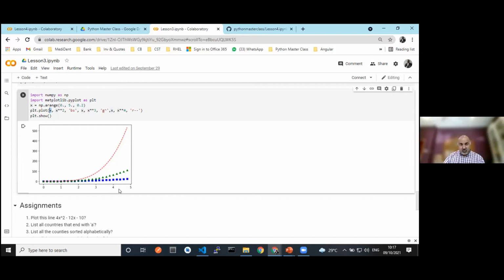So you can see this is the base x, the 0, 1, 2, 3, 4, 5. And then this is the x squared, x cubed, and x to the power 4. So after the y value, which is the power of x, we are giving it an indicator how to draw the plot. So we are saying b is actually blue and s is actually square. So that's why you got blue squares. And then you got green triangle. And then you got red dashes. All right. So these are all standard stuff that is already inside the pyplot.